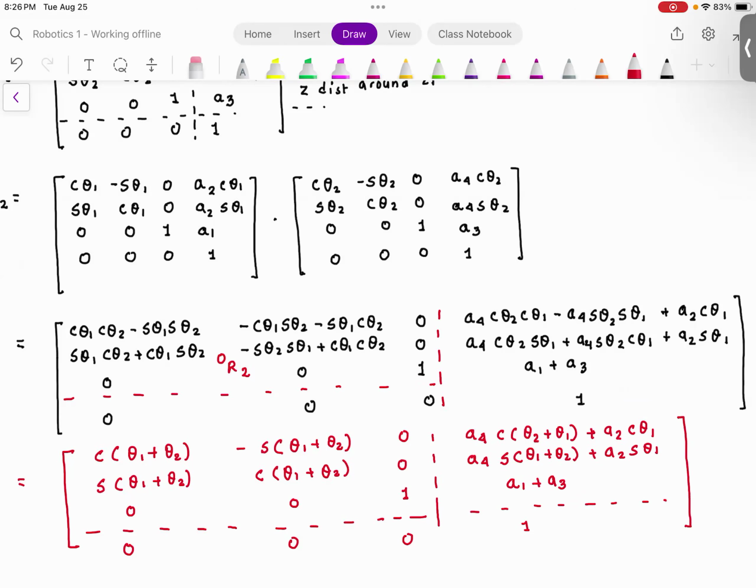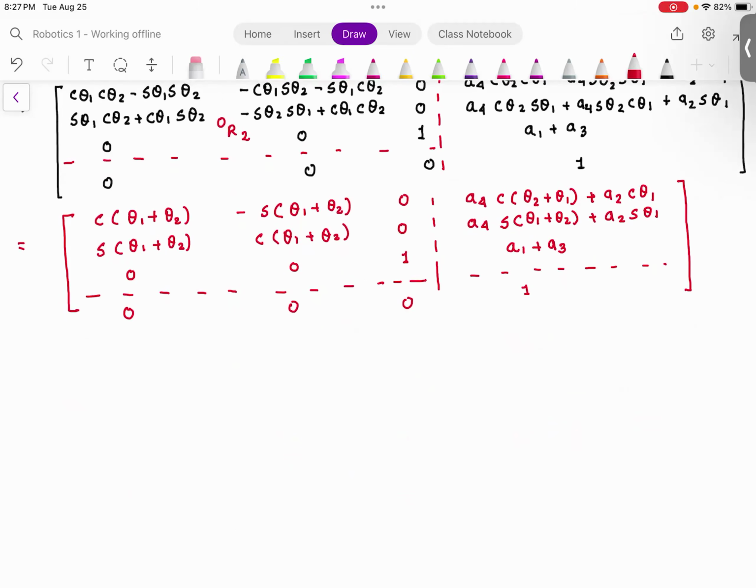You agree with me? So what I got here is a very simplified expression. So this tells me that this is the distance between frame 2 and frame 0 in x0, frame 2 and frame 0 along y0, and frame 2 and frame 0 along z0. And if you look at this equation, this makes perfect sense.